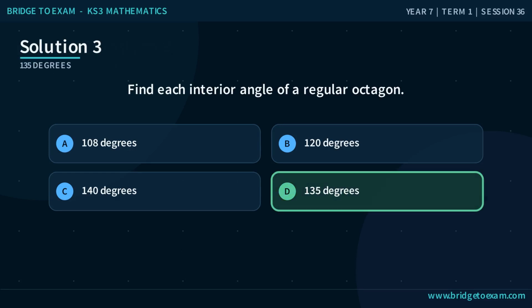Option D is correct. Each interior angle is 135 degrees. 8 minus 2 times 180 is 1080. Divide by 8 to get 135.